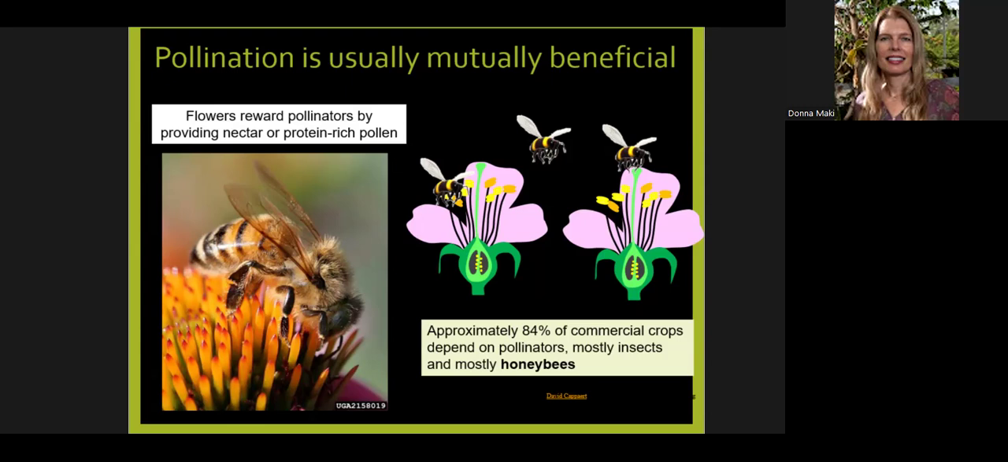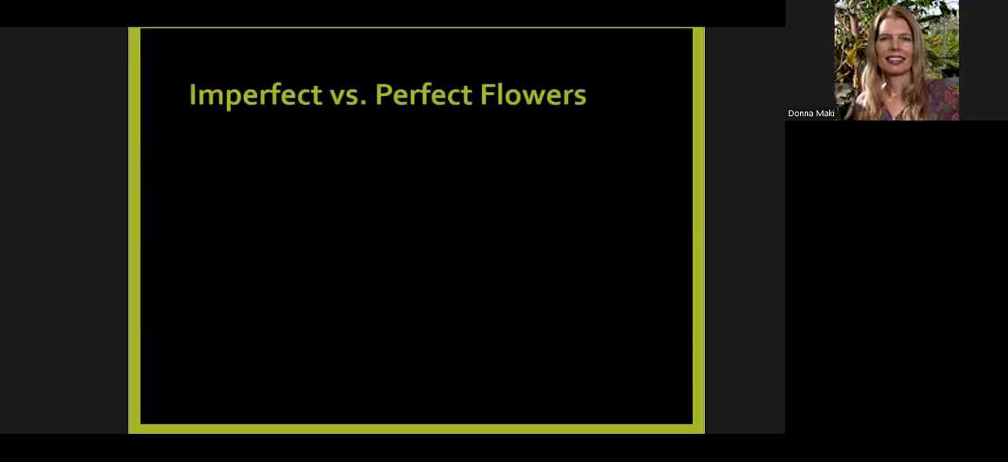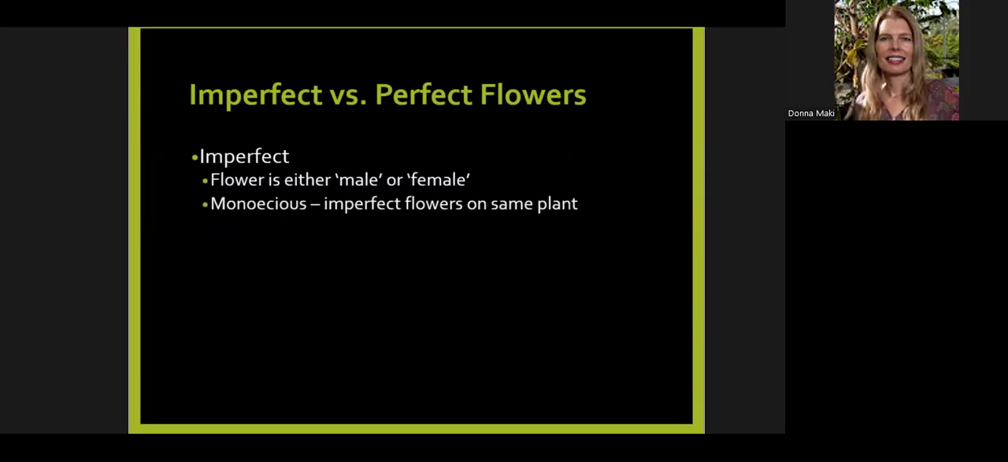We'll talk a little bit about that. And of course, the plant is getting pollination to occur, which is the transfer of pollen to the stigma. So now you also have to factor in, okay, is it a perfect flower where all the male and female parts are right there, or do we have imperfect flowers? So let's think about that. And there's some terminology to think about.